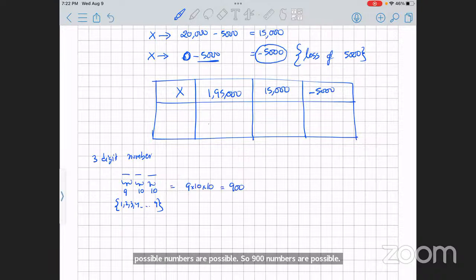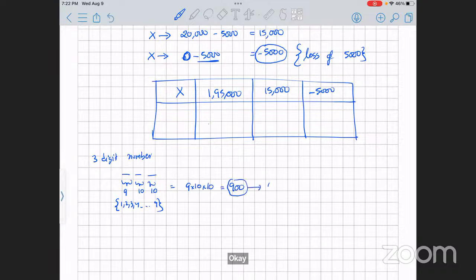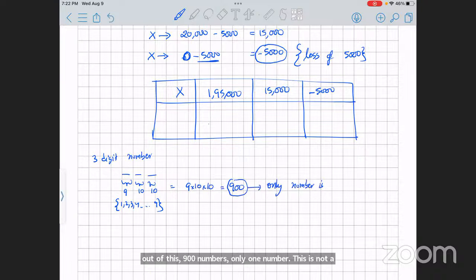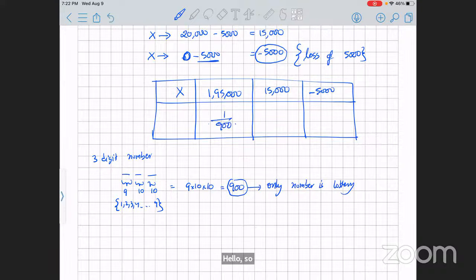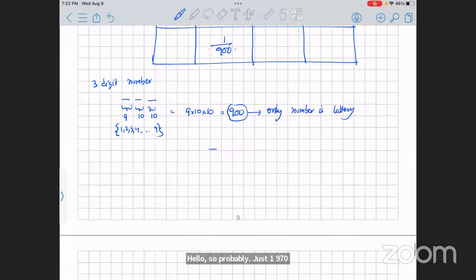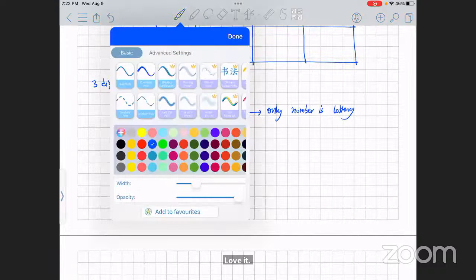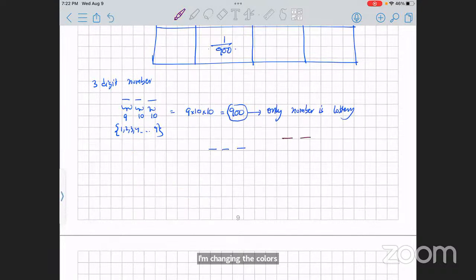Out of these 900 numbers, only one number is the lottery number. So what is the probability? 1 by 900. Agree? So the probability is 1 by 900. And secondly, coming to the 15,000 probability. Now listen carefully. There are 3 digits, and I'm changing the color. This is the lottery ticket number.